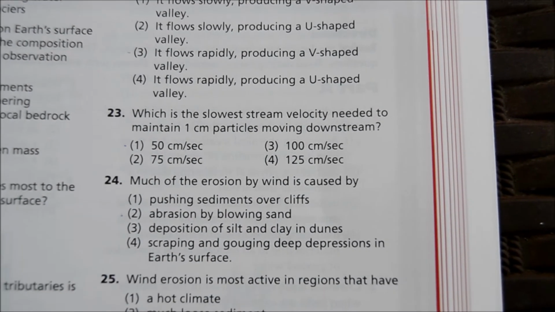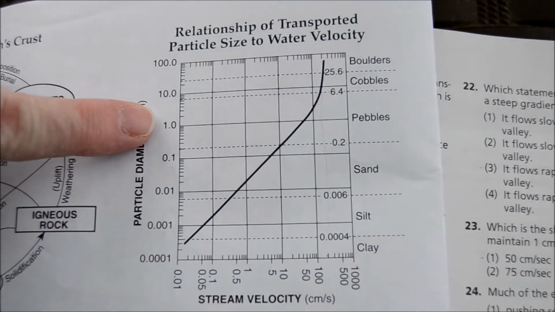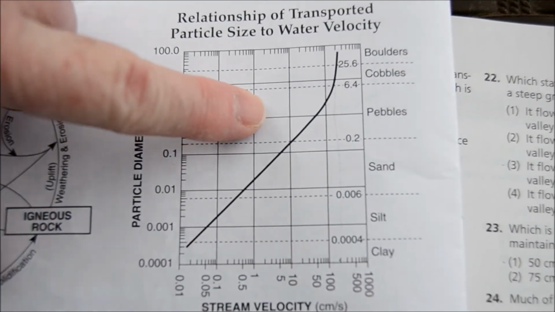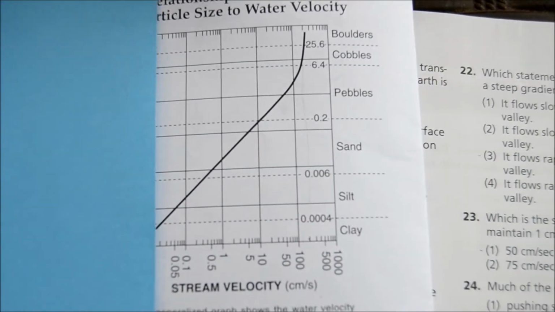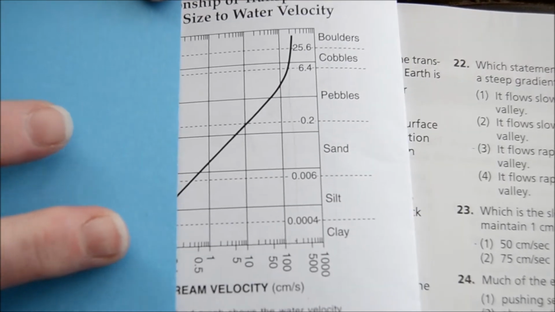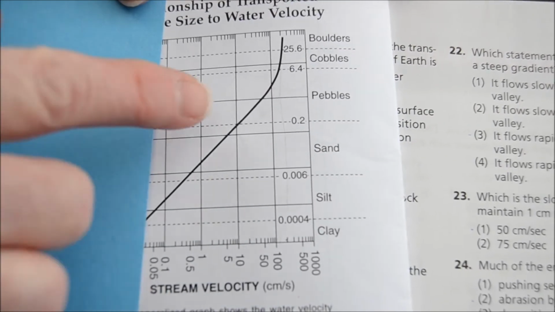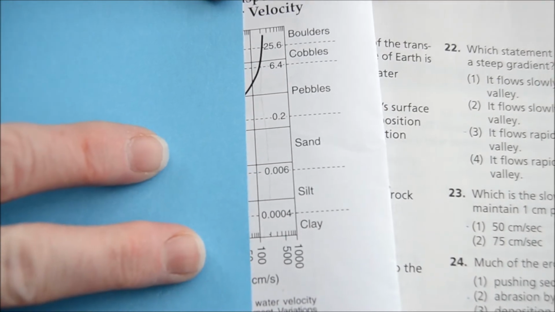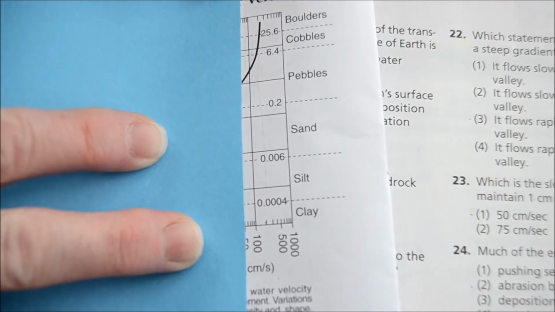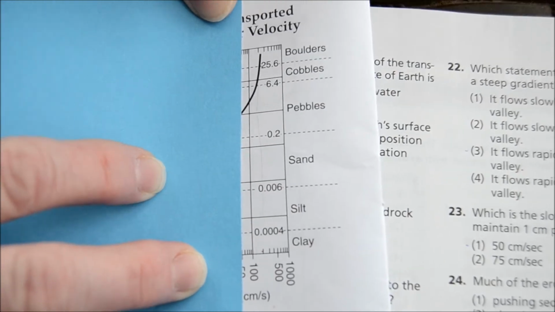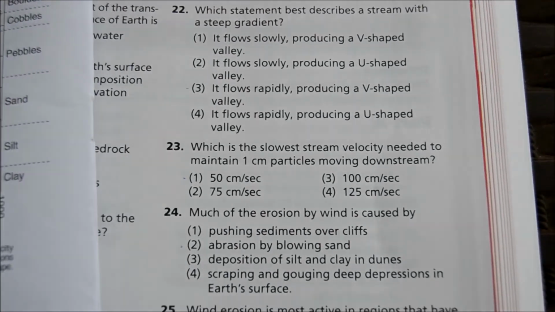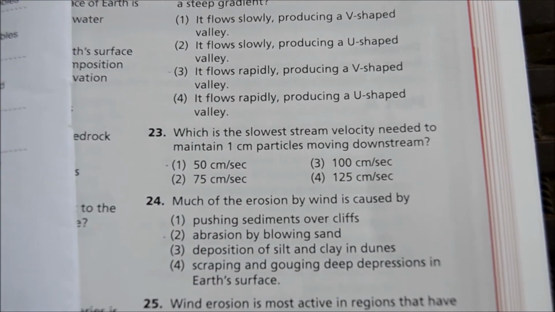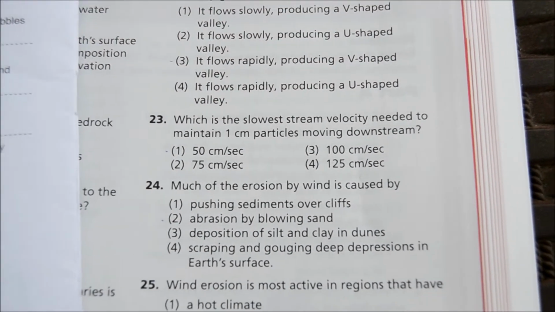23. Which is the slowest stream velocity needed to maintain 1 centimeter particles moving downstream? So you're back to your reference table. I'm at 1 centimeter. I need to read over to see where it intersects the dark line. So if I look at my options, I need a minimum. So I get it right about there, which is right about the 50. So 50 is going to be my answer. 50 centimeters per second. Remember, it's asking for the minimum. The rest of those will move it, but it doesn't answer the question, which is, what is the minimum?